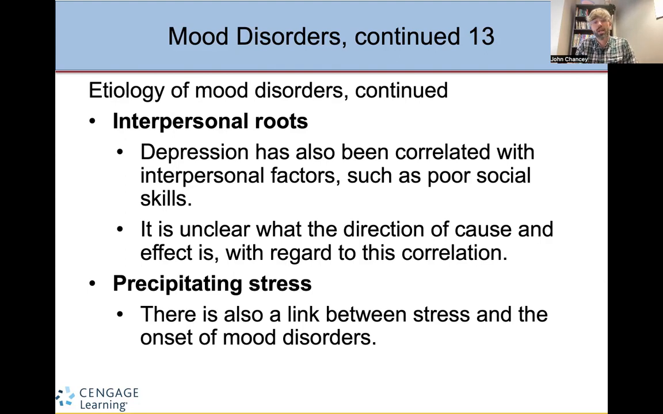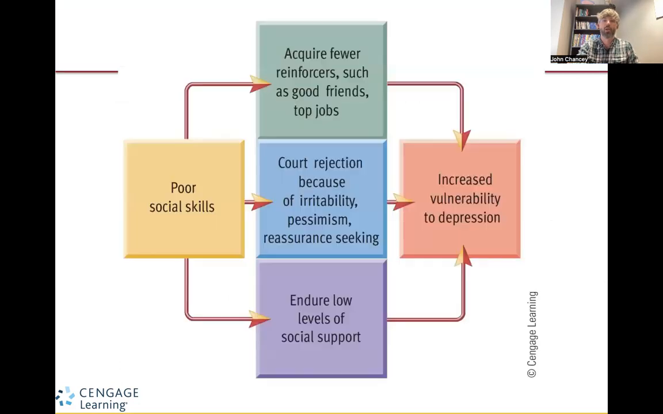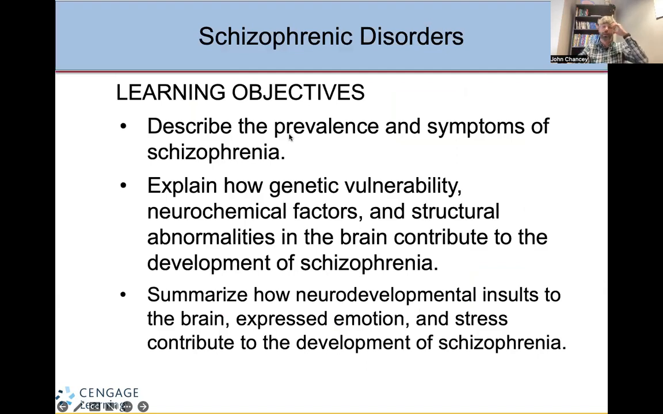Stress also precipitates or precedes mood disorders. The more stress we have in our lives, especially uncontrolled stress, the more likely we are to see depression rates go up. Looking at vulnerability to depression, poor social skills are a factor, which could lead to fewer reinforcers in terms of friends, things like that. It might lead to rejection, irritability, and low levels of social support. All of these things are factoring in, and becoming depressed would also factor into all of these. So it's very much an iterative relationship.